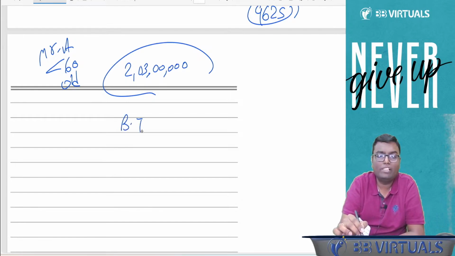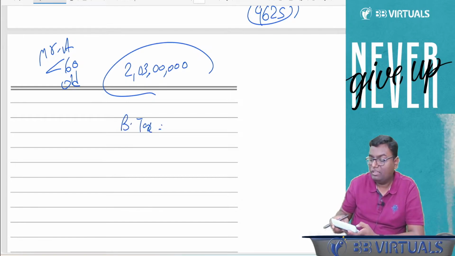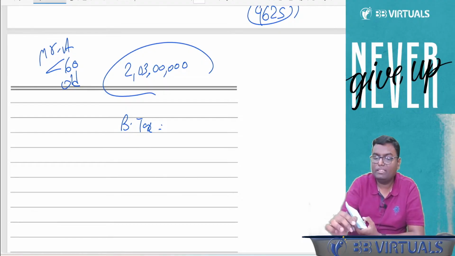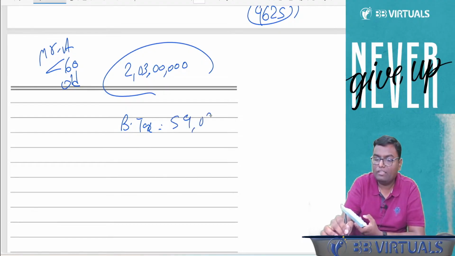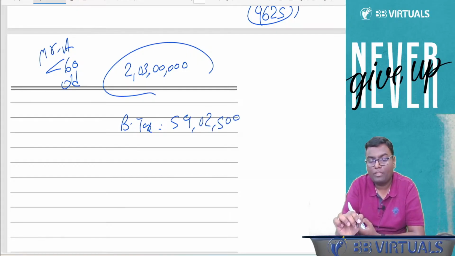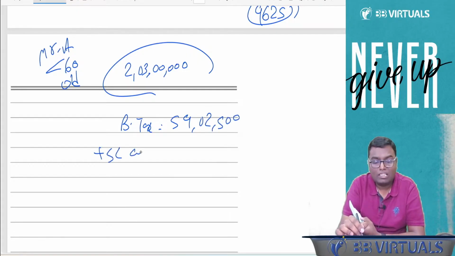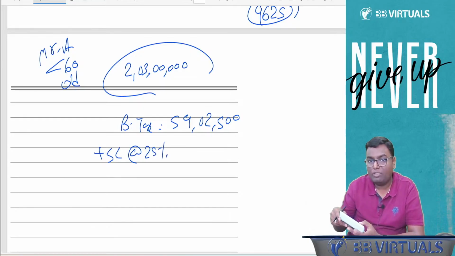Okay, first I will calculate basic tax. Can I say 1 crore 93 lakh into 30% plus 1 lakh 12,500? That comes to 59 lakh 2,500. Plus I will add a surcharge which will be at the rate of 25% because my income exceeded 2 crore.